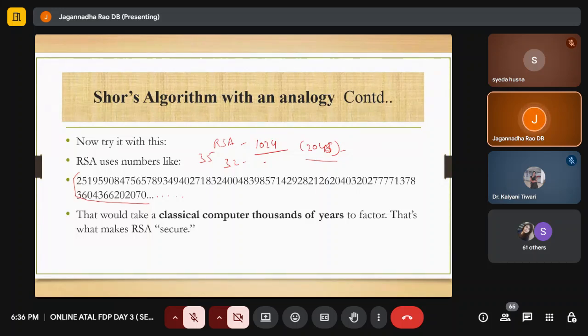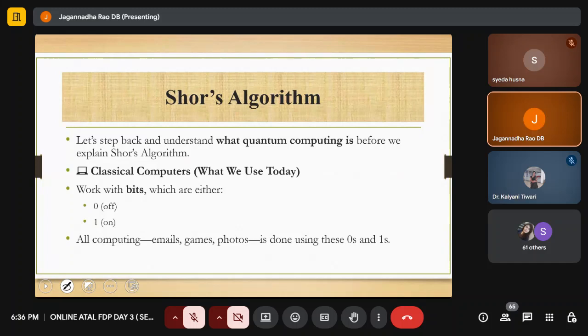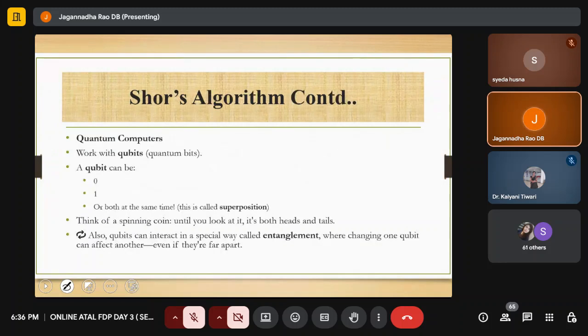So that would take a classical computer thousands of years to find out the factors. So I told you need two factors. How you take the factors for this number, that's what makes RSA highly secure, so it is not possible for 2048 bits. But when you go for the quantum, what happens, already we know, classical computer is either 0 or 1 only, but when you go to quantum computer, you go to 0, 1 and one more is both, that is called superposition.